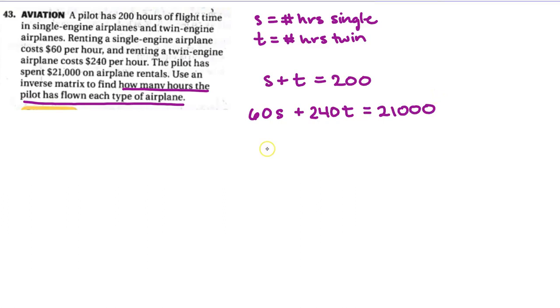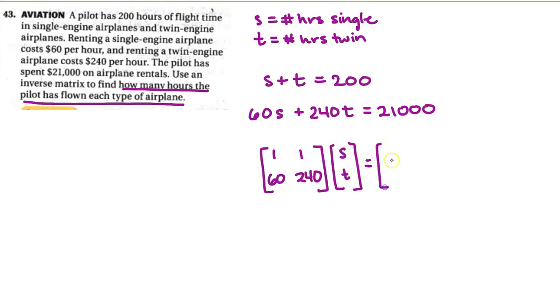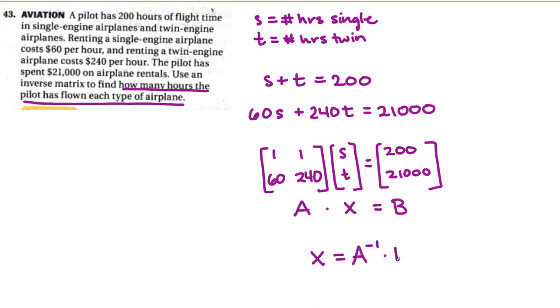So we're going to solve using the inverse matrix method. We'll take the two equations and translate them into matrix form. The first matrix has the coefficients. From the top equation we have 1s and 1t, and from the bottom equation we have 60s and 240t. Then we have the variable matrix S and T. And then we have the constants from the other side, 200 and 21,000. So we can call those matrices A, X, and B. And then to solve the system, we need to find the inverse of A times B.